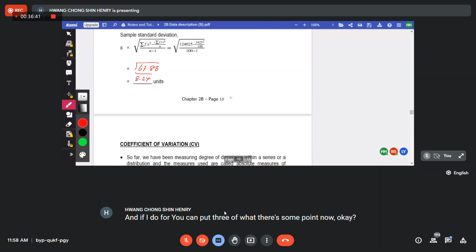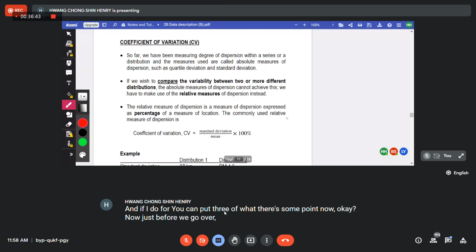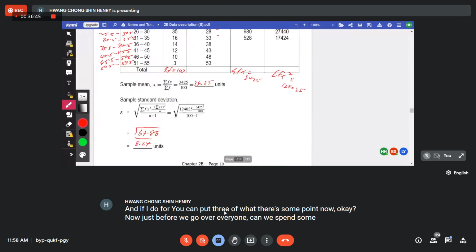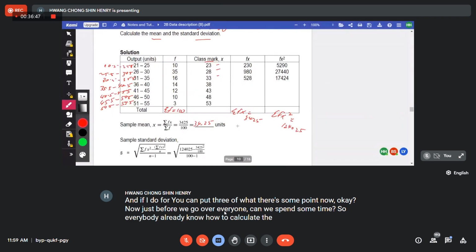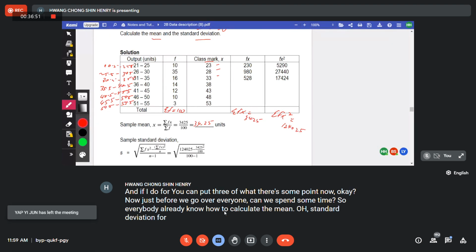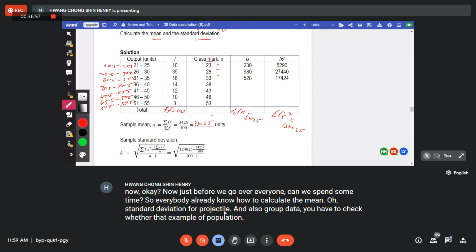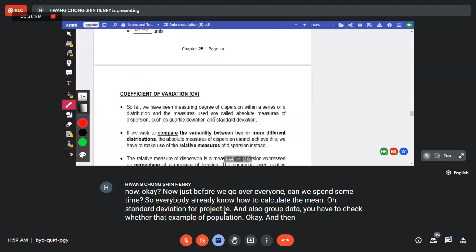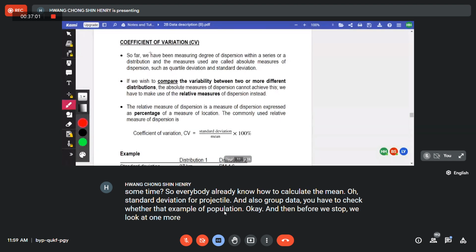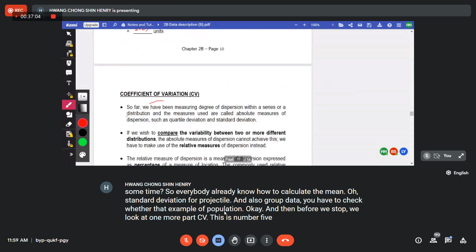Okay. Now, just before we go off, everyone, can we spend some time? Everybody already knows how to calculate the mean or standard deviation for raw data and also grouped data. You have to check whether that is sample or population. And then before we stop, we look at one more part, CV. This is number 5 here. Coefficient of variation, number 5.